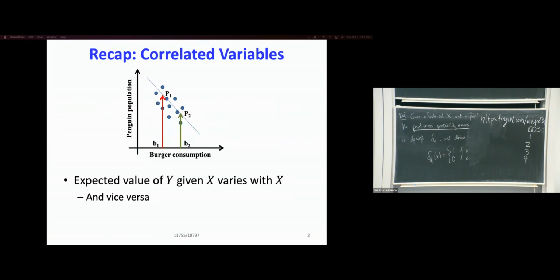First of all, you remember correlated variables, right? Here the x-axis is burger consumption and the y-axis is penguin population. This makes sense because roughly, the more burgers you consume, the lower the population. You can see that there's a line, right? One direction in x will tell you the direction of y. This is what correlation is.